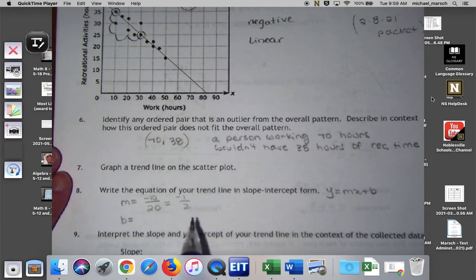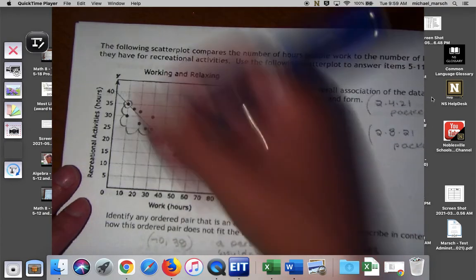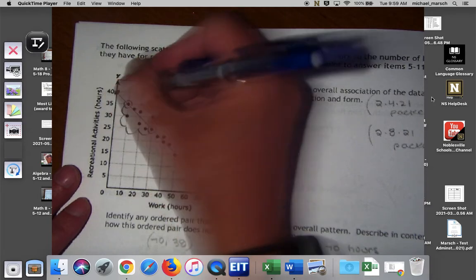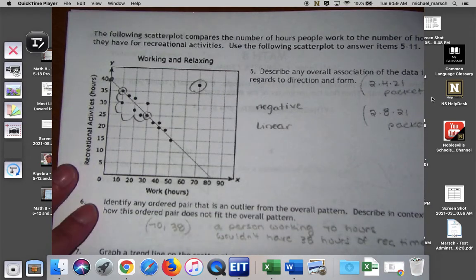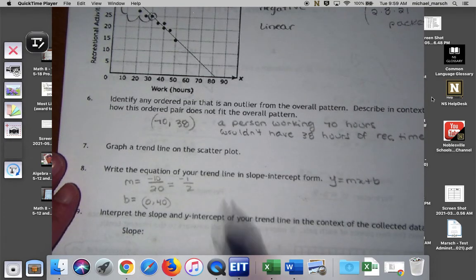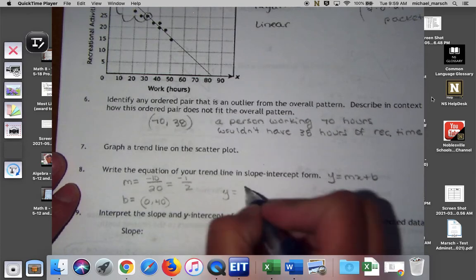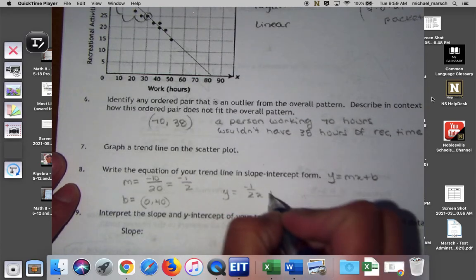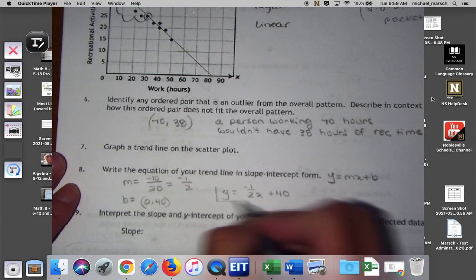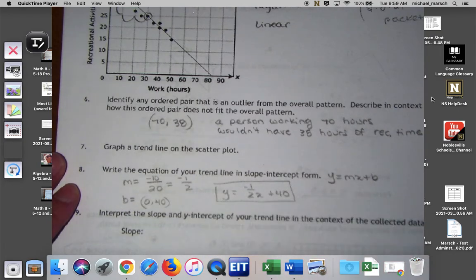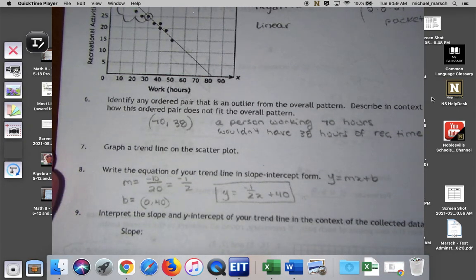So there's my slope. My y-intercept is where the line crosses the y-axis. So my y-intercept is (0, 40). Cool. Now I'm going to take my slope and my y-intercept and put it into the equation. y equals negative 1/2 x plus 40. There's my equation of my trend line.